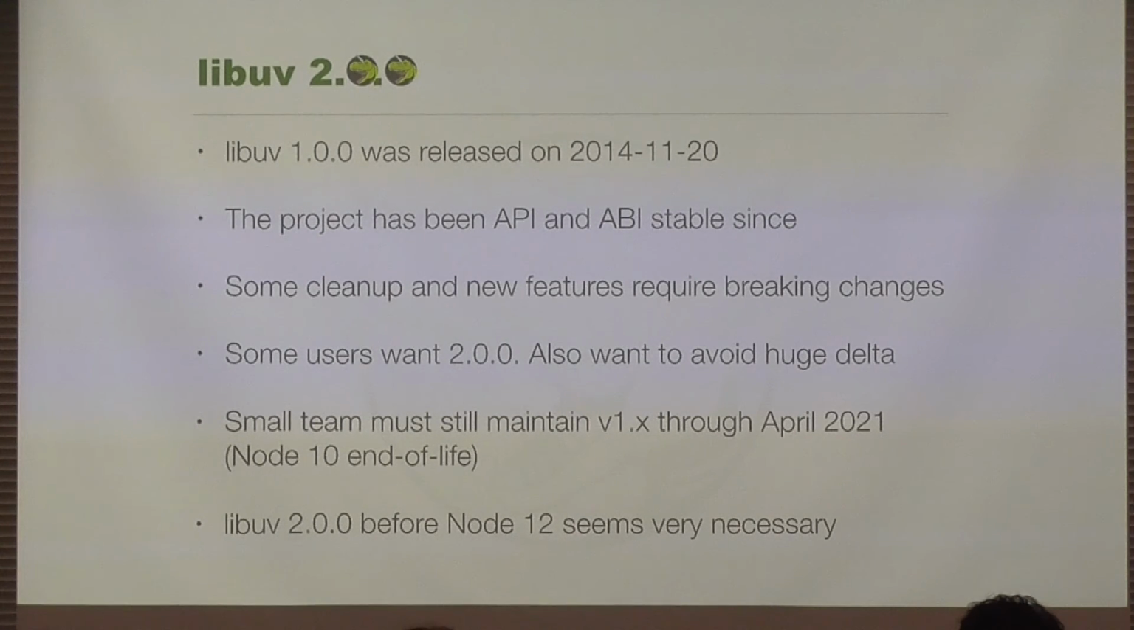The problem is libuv has a fairly small team of maintainers compared to the army of maintainers that Node.js has. So we still have to support v1.x until April of 2021 because that's when Node 10 will be end of life and libuv 1 is inside of Node 10. But this is something, like I said, we need to get done.